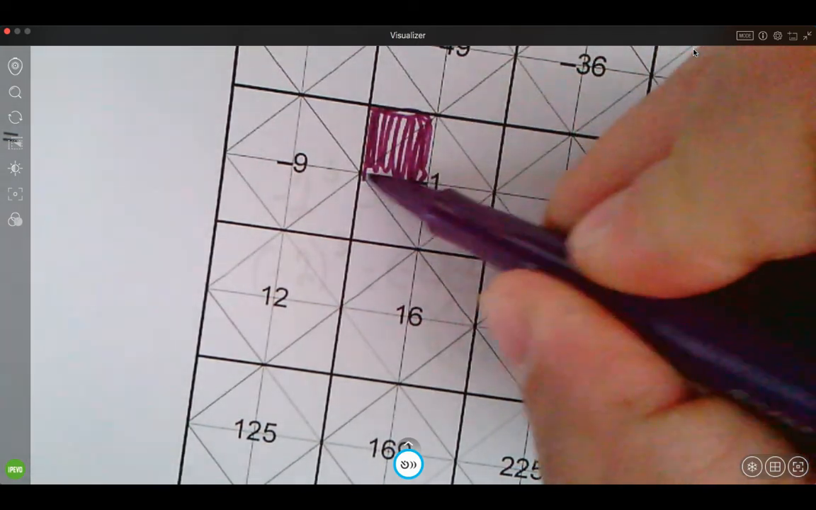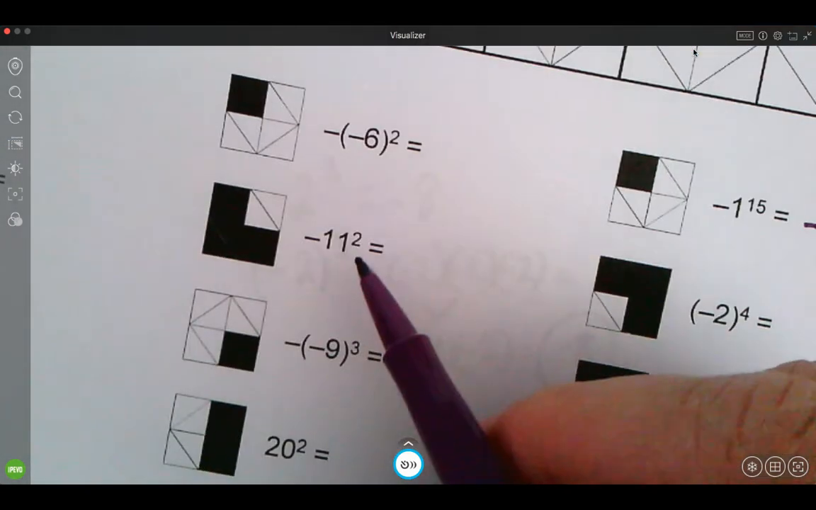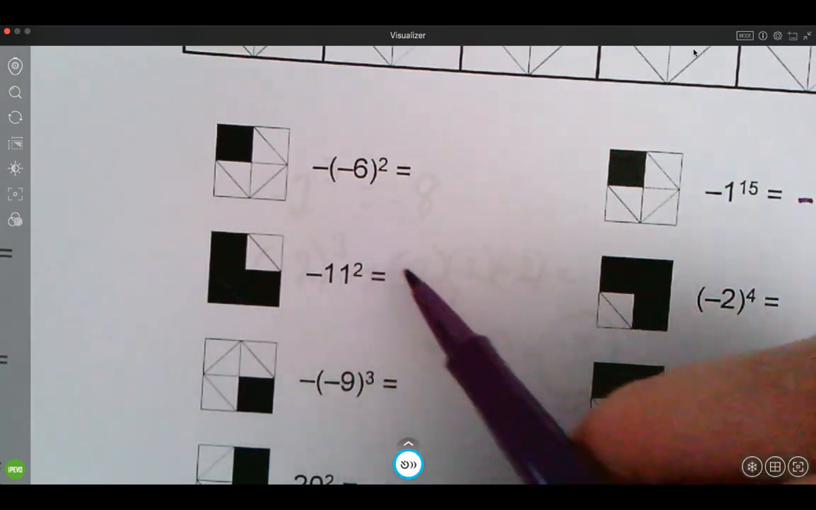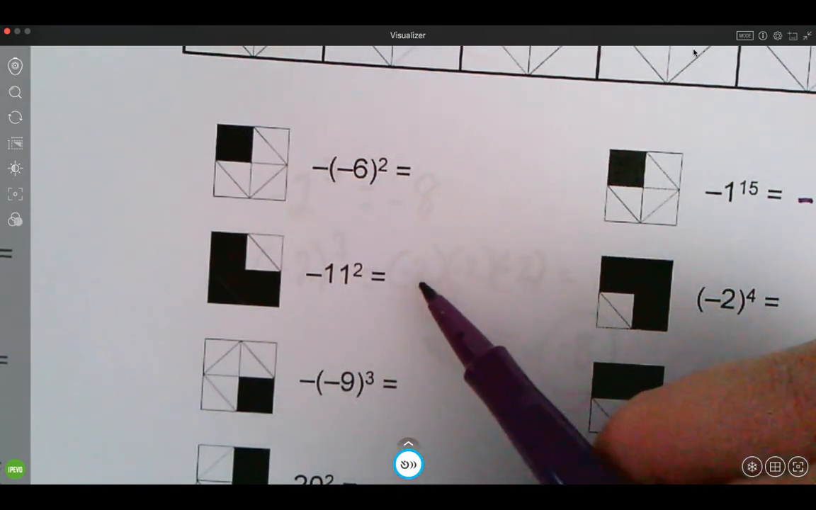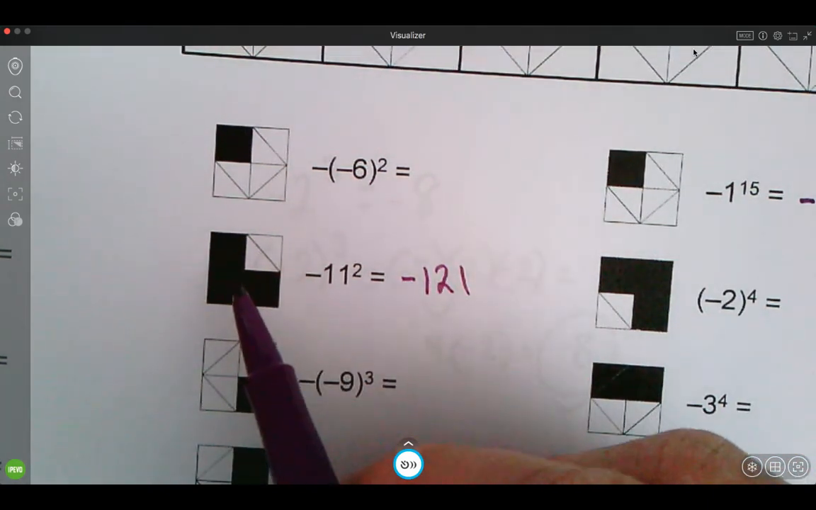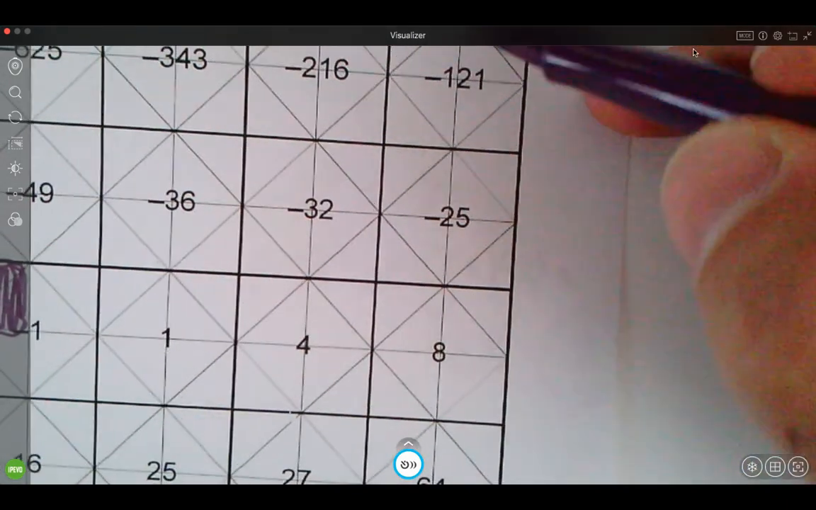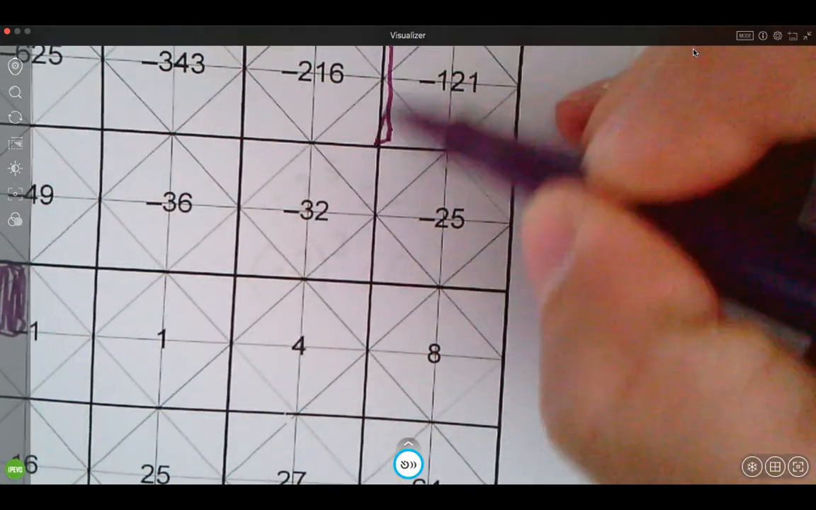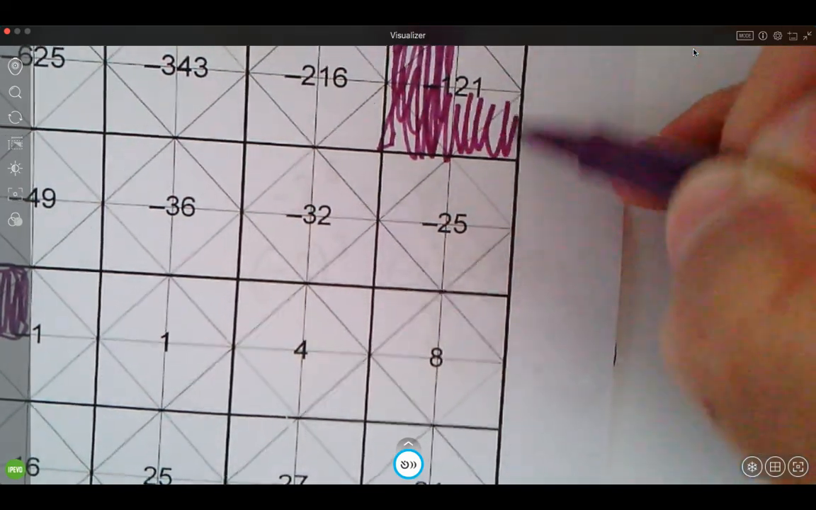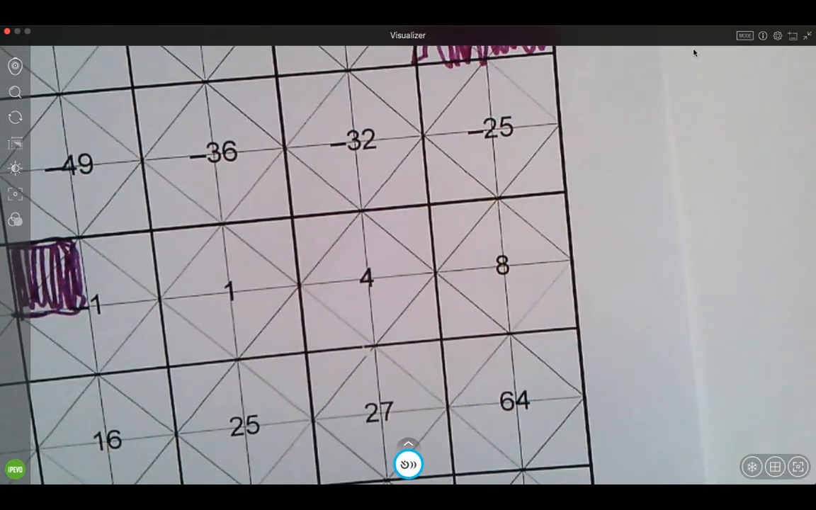Let's look at a couple more just because they're fun. All right, how about this one? No parentheses, negative 11 squared. Well, 11 times 11 is 121, so this is negative 121. And so you're going to shade it like that. So where's my negative 121 over here? Looks like that. It gets this whole thing shaded. Obviously, you can color better than I can. Let's do one more where you get a positive answer.